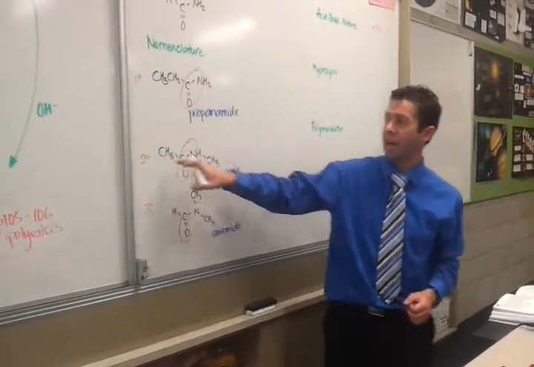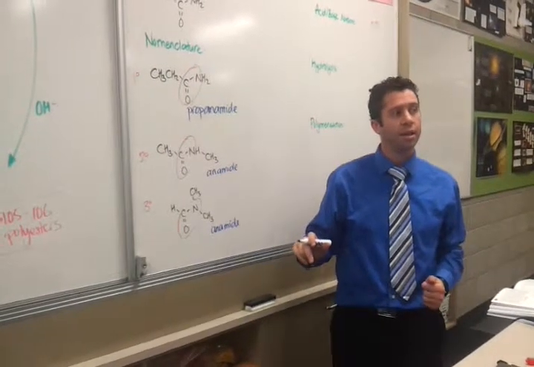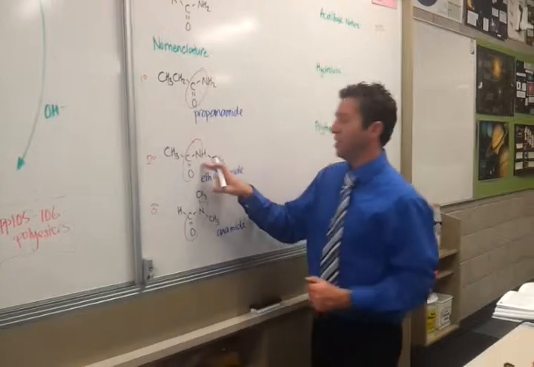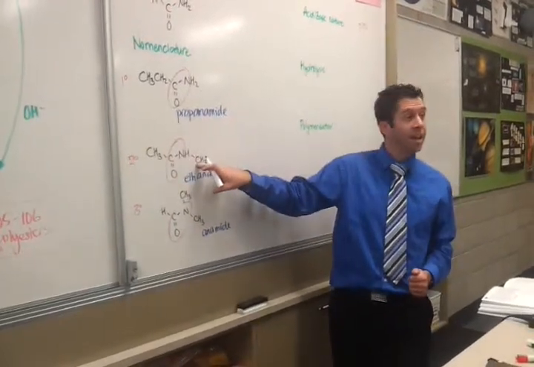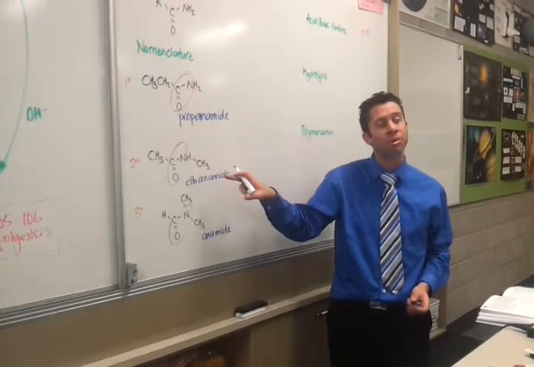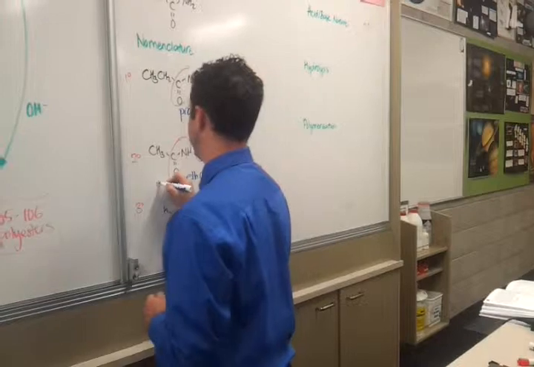The next one, the carbon chain here has only got 2, so what will its name be? Ethanamide, good. But you can see that on this nitrogen there is another carbon. So any side chain with 1 carbon is called a what group? Methyl, good.